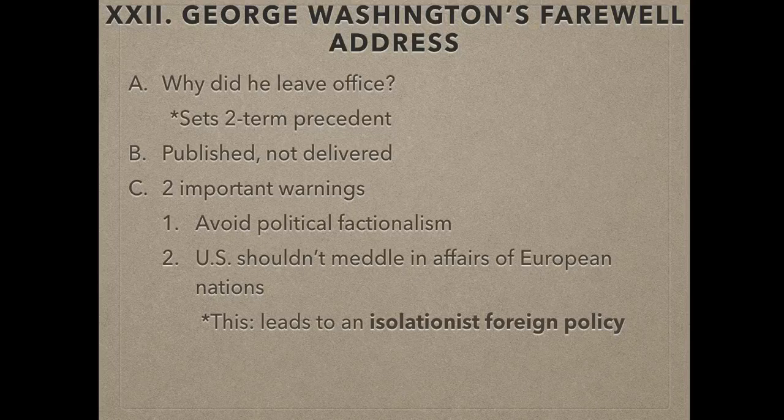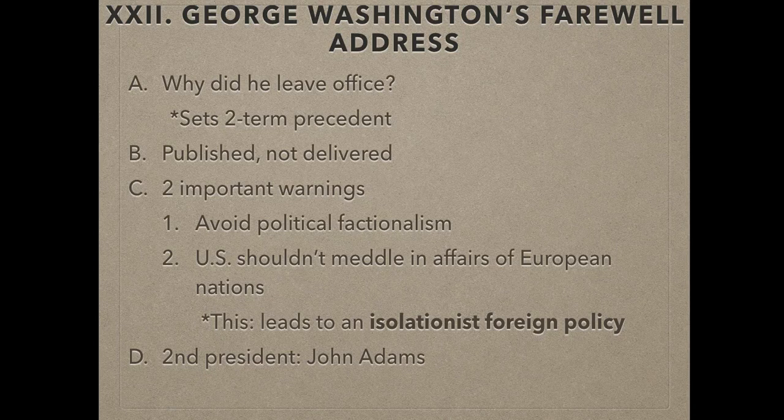So Washington is going to warn about these two things. One, don't have political parties; they're bad for the country. They divide you. There's more that unites us than divides us, essentially. And two, don't get involved in European issues because they're always at war. And oftentimes it's not going to be beneficial to the United States. We're still a small country. We're still getting ourselves established. There's no need for us to get involved.